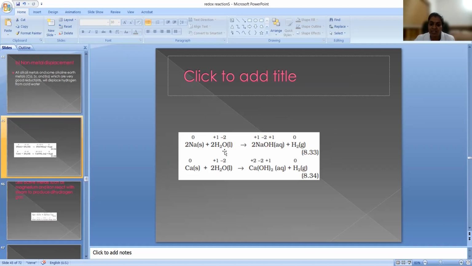Sodium or any metal, if you put it in water, will liberate hydrogen. This is an example here. Sodium, always a metal, is undergoing oxidation because metals are electropositive. So metal will be acting as a reducing agent, and non-metal will be an oxidizing agent. Na to Na plus 1 means it is undergoing oxidation and acting as a reducing agent. Calcium also is acting as a reducing agent here.